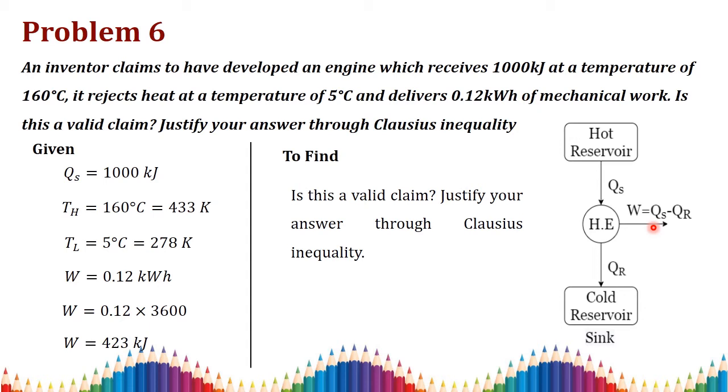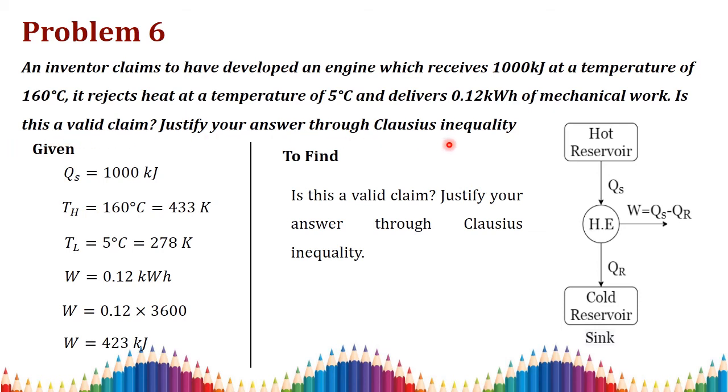Convert this into kilojoule: work done is equal to 0.12 into 3600. So you substitute that, and you will get work done equal to 432 kilojoule. What they are asking is whether this claim is valid.